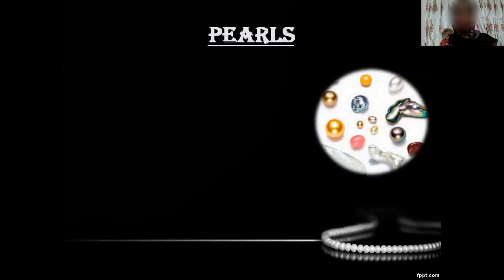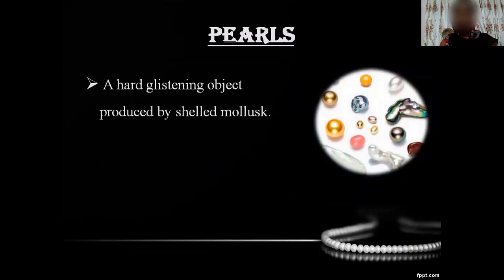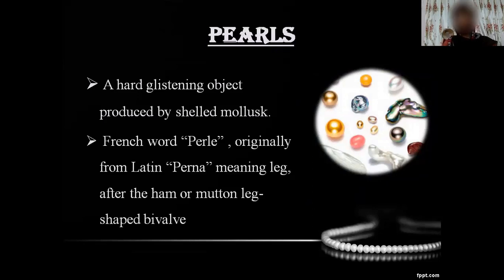In general, what is a pearl? It is a hard glistening object produced by a shelled mollusk. It is derived from a French word perle, originally from a Latin word perna, which means mutton leg shaped bivalve.